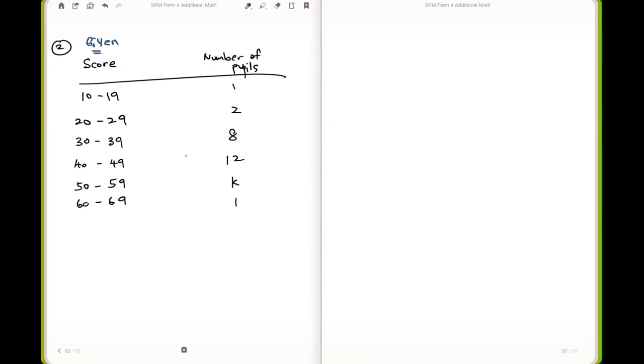This is F. In your answer sheet, it depends on how the question asks. Your X will be the middle number. This is F. You should get a cumulative frequency. So this is 1, this is 3. Here you get 3. Here I'll get 11. I get 23. I'll get 23 plus K. I get 24 plus K. Okay?